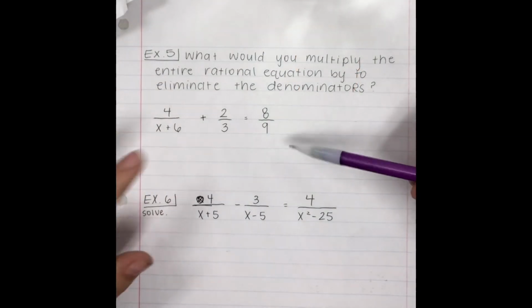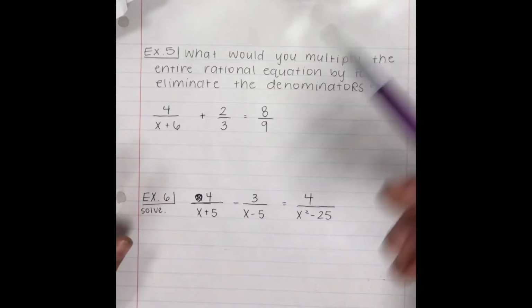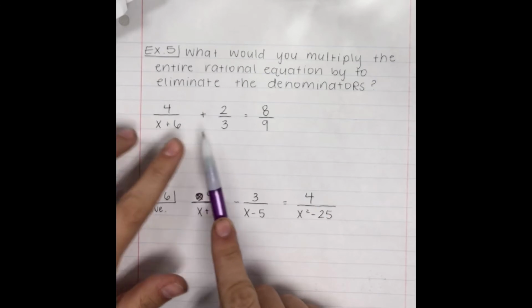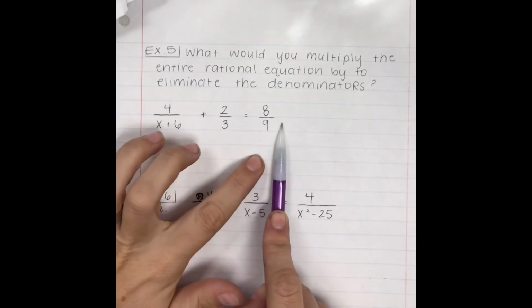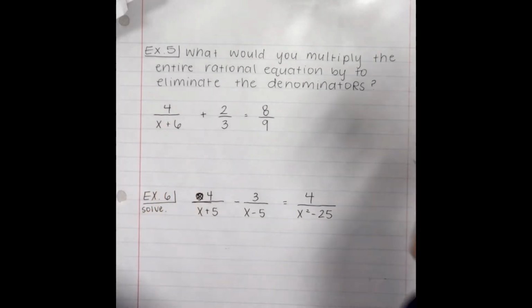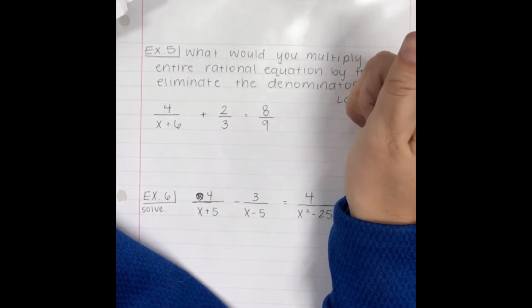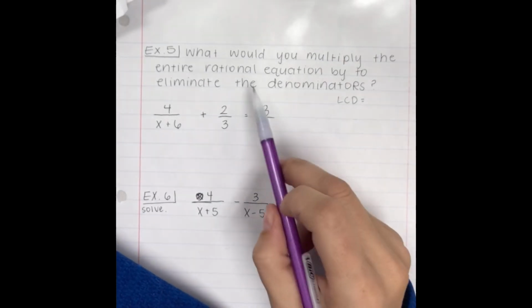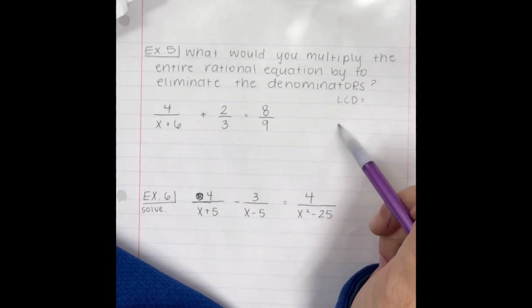All right, these examples are different, because I don't just have fraction equals fraction. I have a fraction plus another fraction equals a fraction. So in this case, what we're going to want to do is find our least common denominator, and we're going to do the method where we eliminate the denominator. So I'm going to find my LCD.